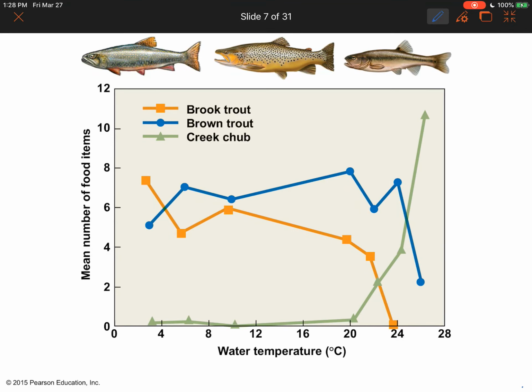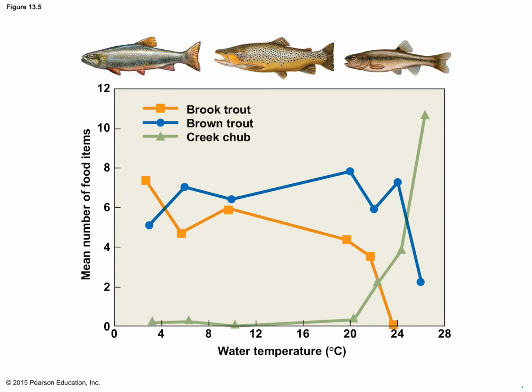Okay, everyone, we're back now with part 2 of the video lecture for chapter 13. You'll recall at the end of part 1 of this video lecture, we looked at the effect of variable environmental parameters or conditions and how they can affect the competitive ability of different species. We looked at the example here with the brook trout, brown trout, and the creek chub, and how their competitive abilities changed with water temperature.